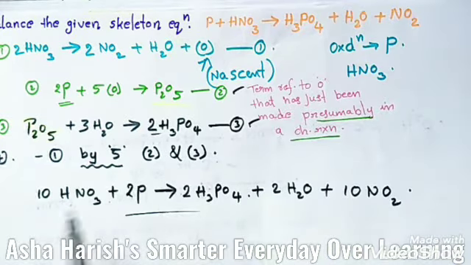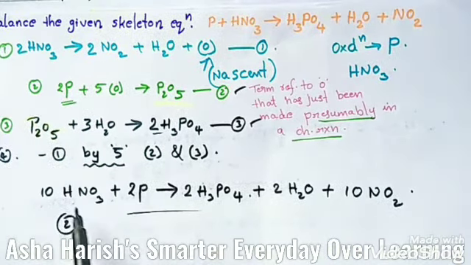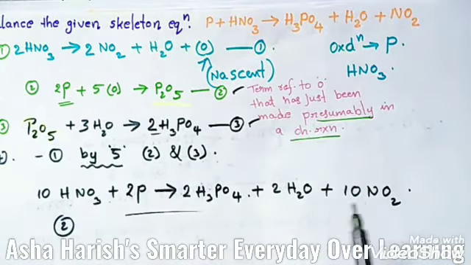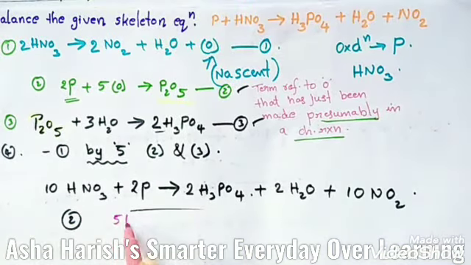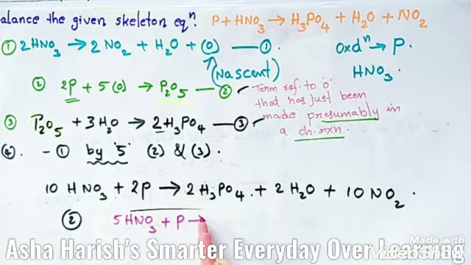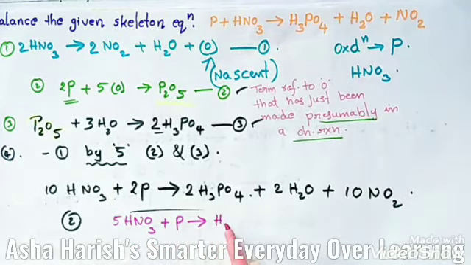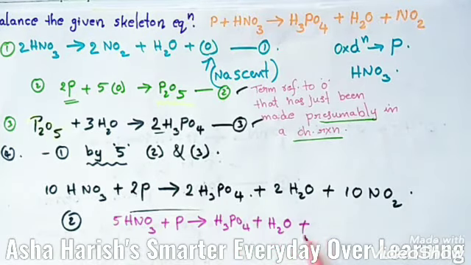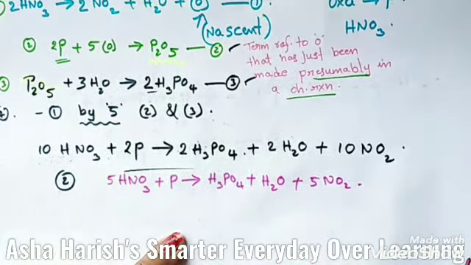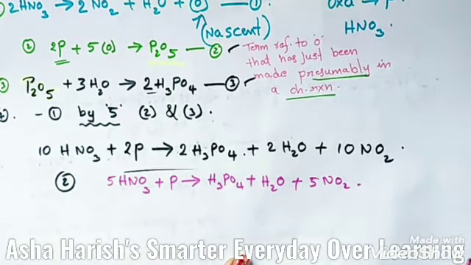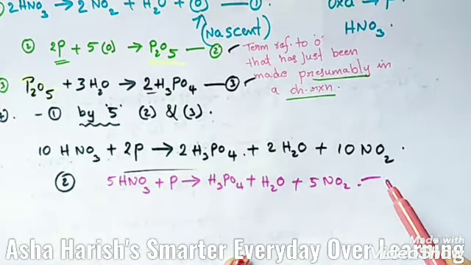Dividing by the common factor 2, we have this complete equation. Now 5HNO3 plus P gives rise to H3PO4 plus H2O plus 5NO2. Okay, just dividing by the common factor 2, we have this final equation.